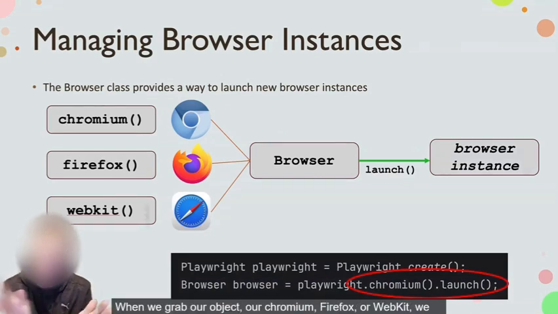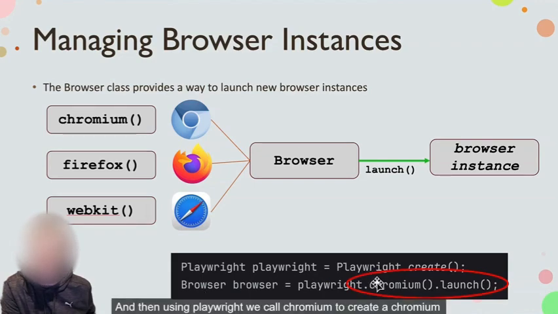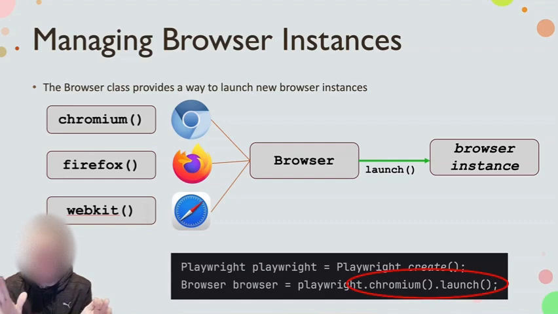When we grab our object, our Chromium, Firefox, or WebKit, we need to use the launch method to kick off the actual browser. So you can see in the code sample here, we've got Playwright. We create our Playwright instance overall, and then using Playwright, we call Chromium to create a Chromium browser, and then we launch the browser with the launch method. That will kick off a standard default configured browser of whatever type we choose.